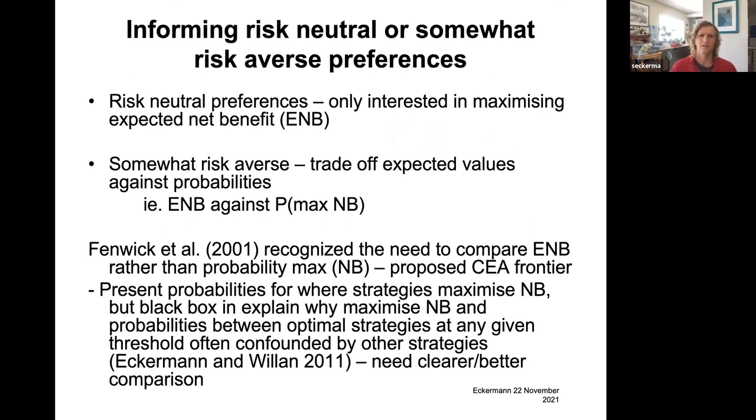I'm not going to show you that because it has a series of problems, and the series of problems are described briefly below. What essentially the cost effectiveness acceptability frontier does is it presents you with probabilities as indicators of where things maximize expected net benefit. But it's a black box in terms of explaining why it maximizes expected net benefit. And perhaps just as importantly, the probabilities that you're presented with are the probability of maximizing net benefit across all strategies rather than necessarily the comparisons that you want to look at, which are normally between two strategies at any given threshold value. And in general, it points to the need for better and clearer explanations and informing of decision-making by societal decision-makers.